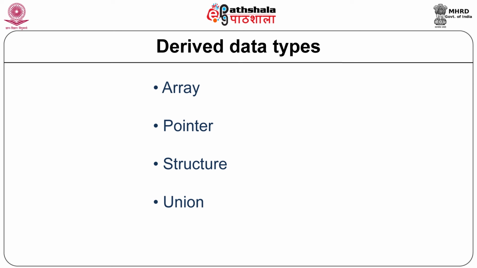The next data type is derived data type. In derived data types, we can see arrays, pointers, structures and unions. Arrays, pointers, structures and unions are called derived data types in C language. An array consists of similar kinds of data, whereas a pointer consists of an address. A structure consists of various types of data, whether integer, character, float and so on. A union consists of a mixing of all these data types under one group.